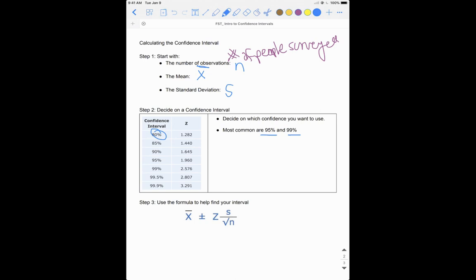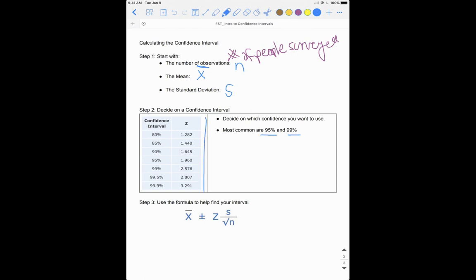Those are the two most common, right? Because with 95, there's a 5% chance you're off. With 99, that means you're pretty darn confident, right? There's only a 1% chance that you're off. And in order for us to calculate this, we need the z-score, which we talked about last week. So we need the z-score for each one of these confidence levels.